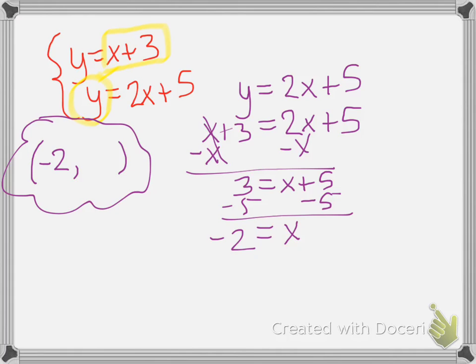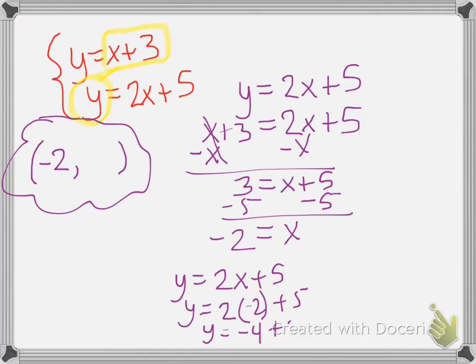So now I'm going to substitute in the negative 2 for one of the x's in one of the equations. It doesn't matter which. I'm going to use the bottom one. So y equals 2 times negative 2 plus 5. That's y equals negative 4 plus 5. So that means y equals 1. So I can check it. Is negative 2 plus 3 going to give me 1? Yes. And is negative 2 times 2, which is negative 4, plus 5 equal to 1? Yes. So they both check.